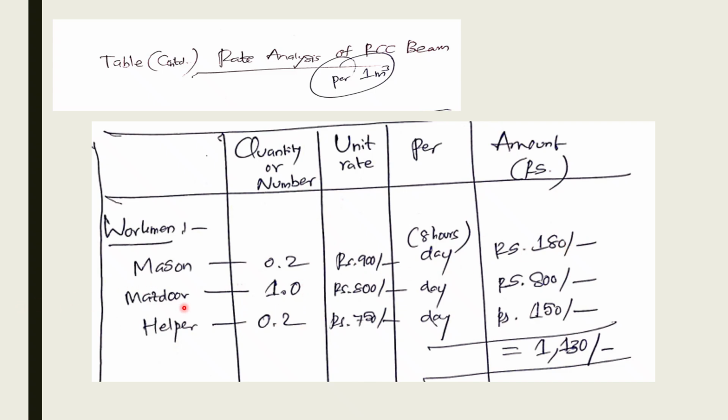Next, Mazdoor. Mazdoor in Telugu we say Shramikudu or Karmikudu. He charges 800 rupees per day. So whenever we multiply 1 with 800, we get an amount of 800. And next, helper. He helps the mason and Mazdoor. How many mason helpers are required? 0.2. How much does he charge? 750 rupees. So multiply 0.2 with 750. The amount is 150 rupees. So add these three values, we get 1330 rupees.